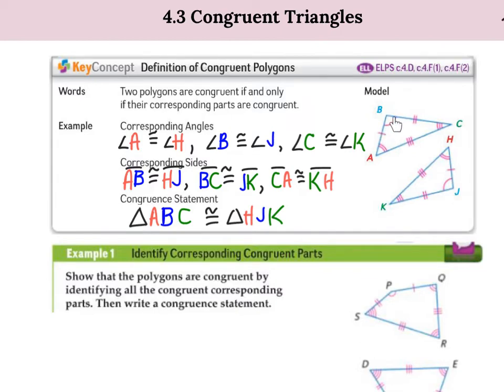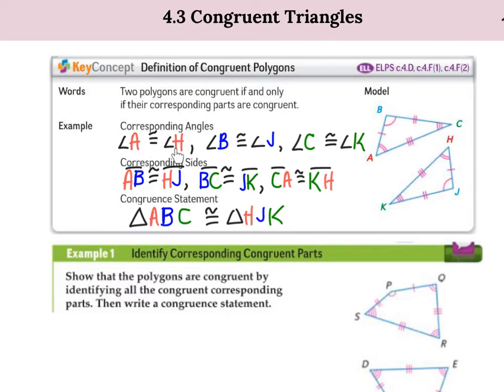So you'll see right here, angle B has one line, and angle J also has one line. So these would be corresponding parts, and you'll see also that they're both colored blue. So these two angles would be congruent. Where AC, green to blue, has 3 lines, 1, 2, 3, HK also has 3 lines. So these are corresponding parts, and they are congruent.